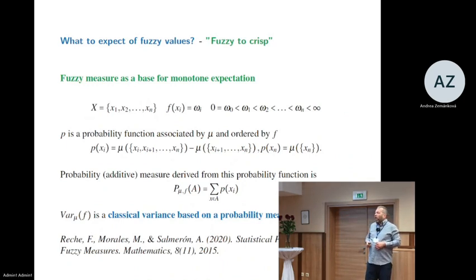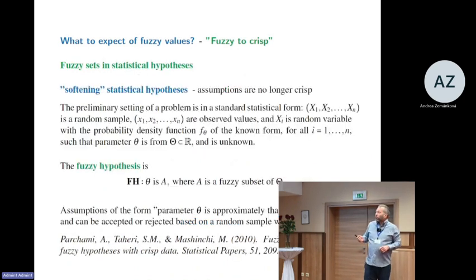Obviously, we have additivity and all the nice properties we have in classical probability if we define this by a fuzzy measure. So this was done by Morales and Salmerón in 2020, and variance can be calculated based on this probability measure.